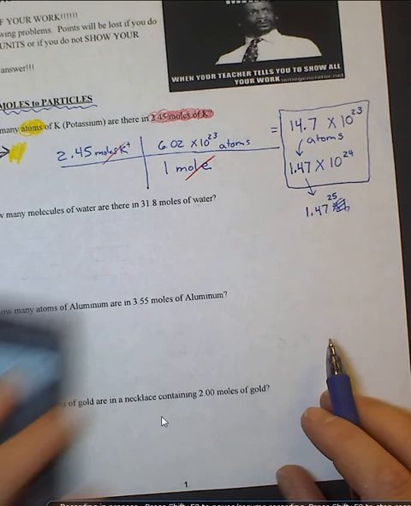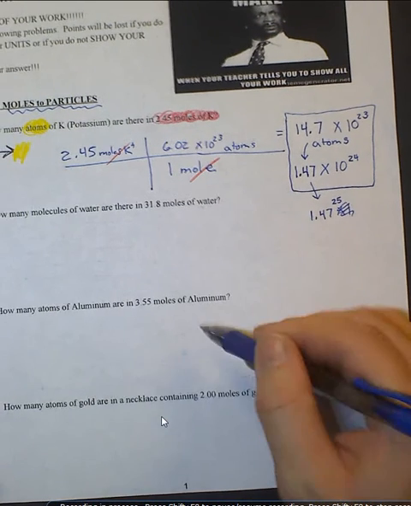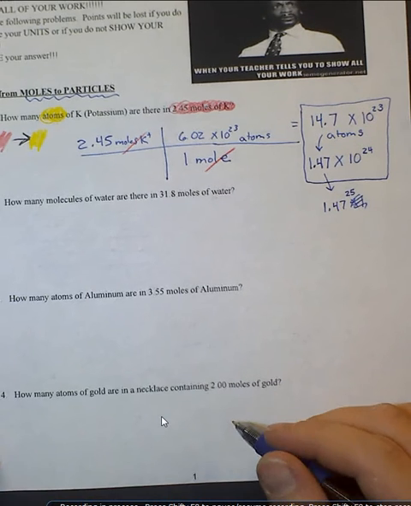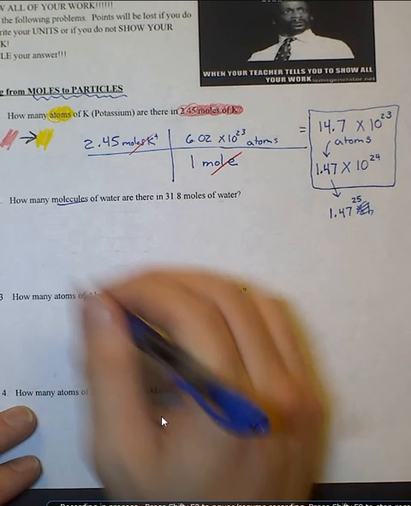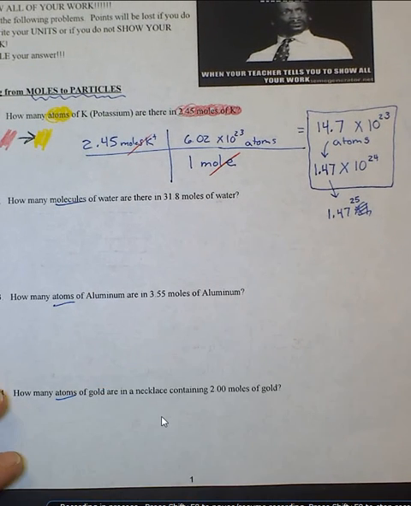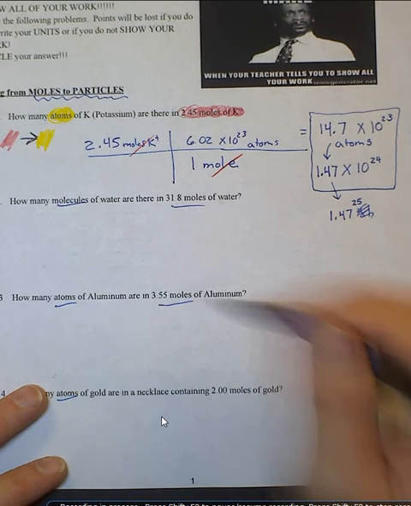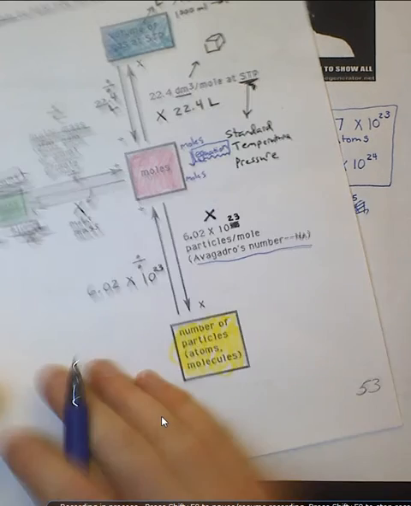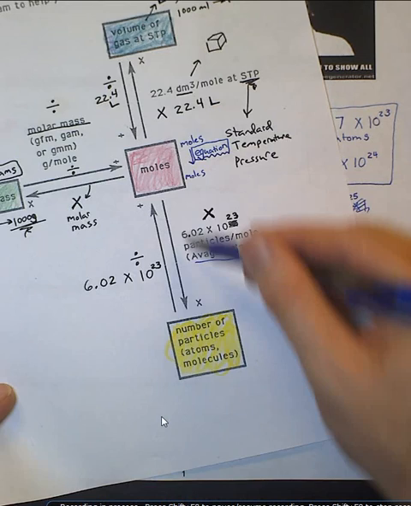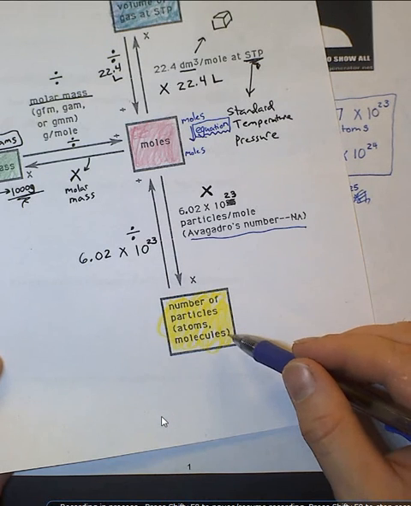Okay? Go ahead, do problems 2, 3, and 4. We're setting these up all the same. We're looking for molecules, atoms, atoms. And they gave you moles, moles, moles. So almost all of these are red to yellow, because down here we have particles, atoms, and molecules.